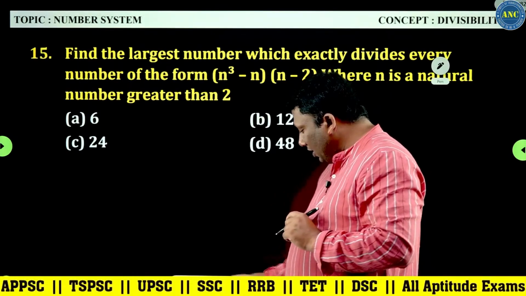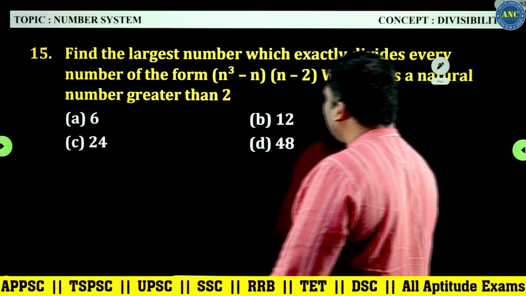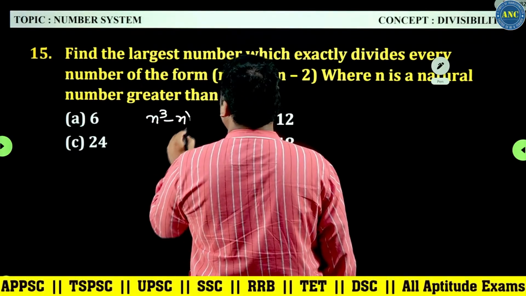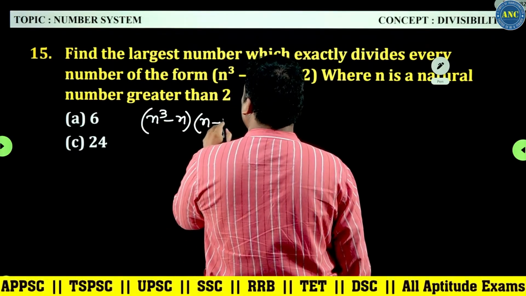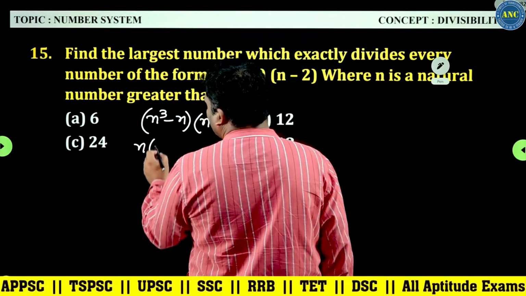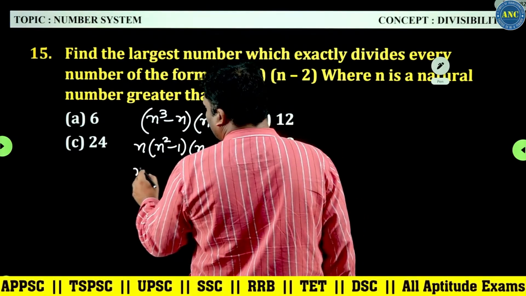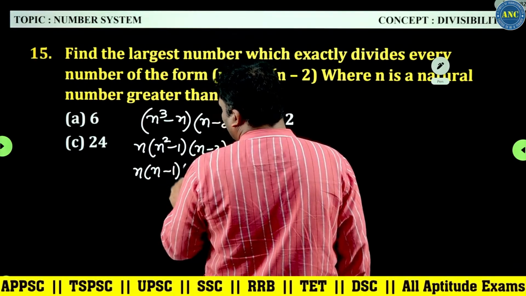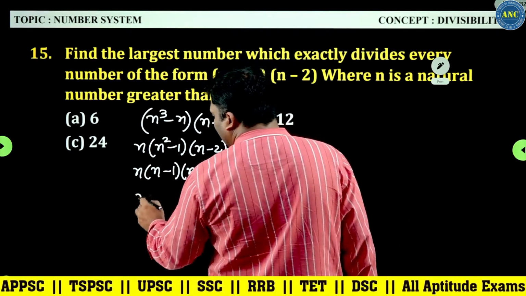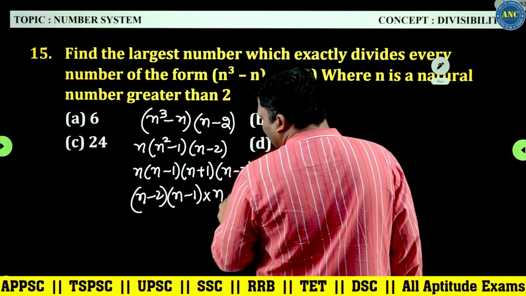Next one. All are very, very good questions, sir. Find the largest number which exactly divides a number of the form n cube minus n into n minus 2. N cube minus n is n into n square minus 1, into n minus 2. So this will be n into n minus 1 into n plus 1 into n minus 2. If I write it in order, n minus 2 into n minus 1 into n into n plus 1.